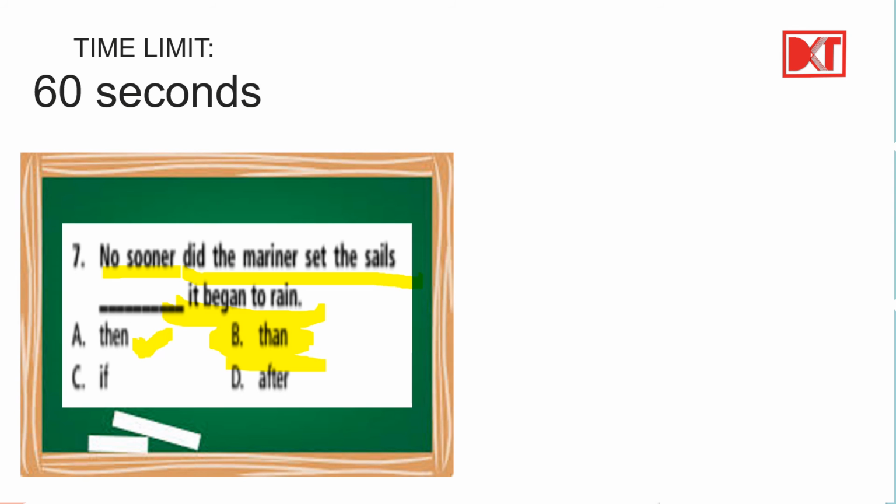Then is used when we have to talk about the next thing that happens. This happened, then this happened, like that. We have if, which is used as a conjunction of condition. Then we have after, which is also used to talk about subsequent events, chronology.